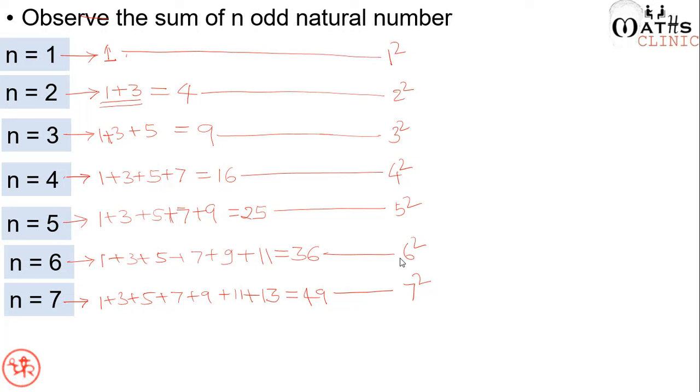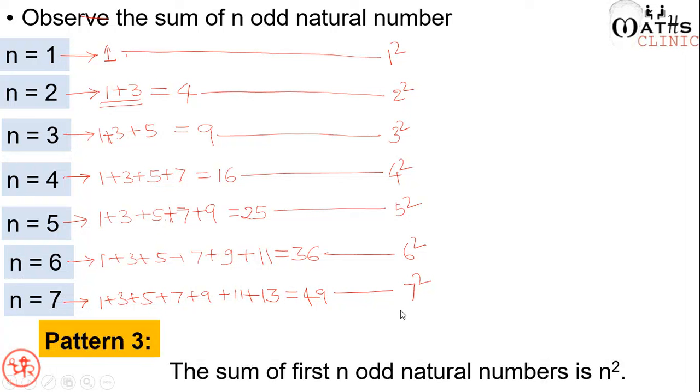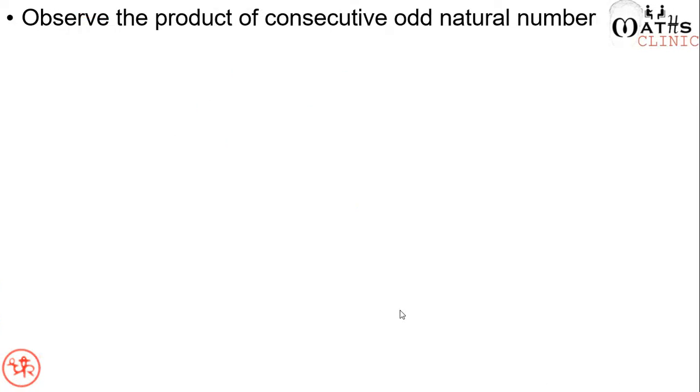Okay, so we can conclude here that the sum of first n odd natural numbers is n square. Look, the sum of 1 odd natural number is 1 square. Sum of 2 odd natural numbers is 2 square. Sum of 3 odd natural numbers is 3 square. Sum of 7 odd natural numbers is 7 square. And therefore the pattern is the sum of first n odd natural numbers is n square. Is that clear? Now next pattern.